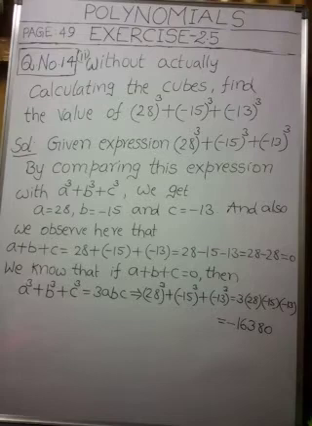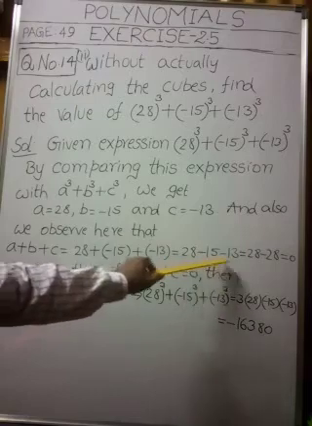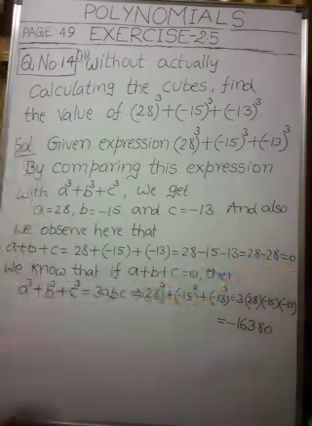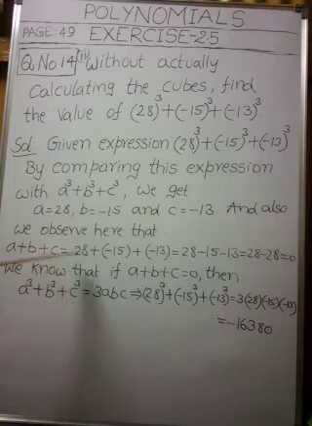We are going to find the value of a plus b plus c. Then what will you get here? 28 minus 15 minus 13. That is equal to 28 minus 28. What will you get finally? 0. So here we observe that a plus b plus c is equal to 0.